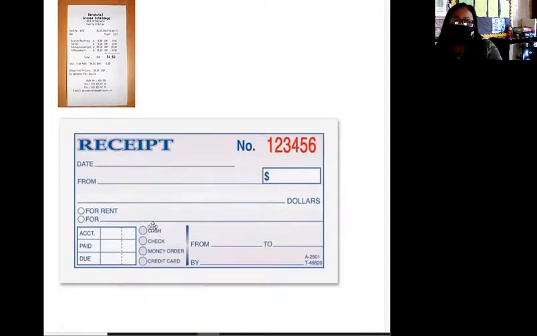Okay. This second receipt, sometimes you guys might see this. A lot of times you pay school fees. Sometimes you order things, like when we have t-shirts and sweatshirts and things on sale. So that's more of what this kind of receipt looks like.